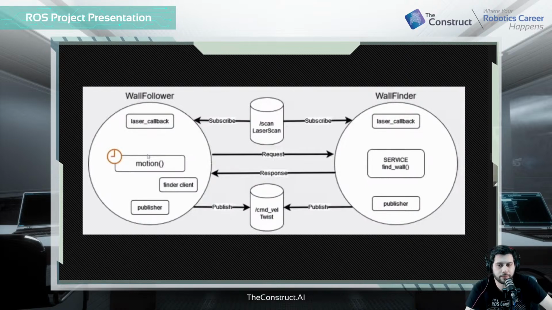From there, it uses the command velocity topic to publish the movements. Usually when the wall finder program starts, because the wall follower requests the service to start, that's why I've given a request over here. And once the service is finished, then concurrently the wall following starts over here. The logic behind the wall follower I've already mentioned in the previous slide, so I'll go to the next slide.